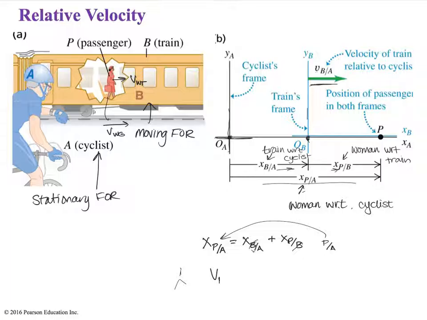We could also take the derivative and find out how the velocities of everything are related to each other. Right here, this is the speed of the woman with respect to the cyclist. This is the speed of the woman with respect to the train, and this is the speed of the train with respect to the cyclist.